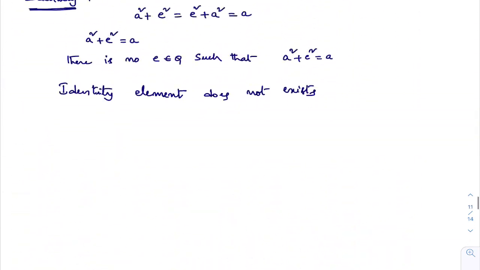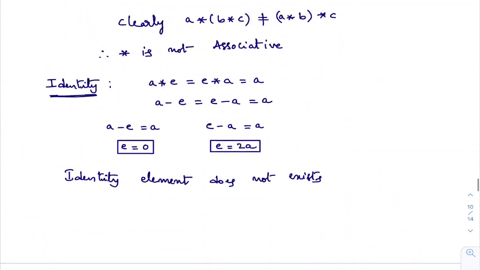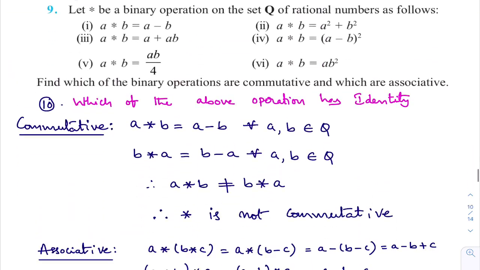I hope you understand this. Checking associativity and commutativity is easy only. You may feel a little difficulty while checking the identity element. Which of the following operations has identity? I did 4 bits in this. I want you to try the other 2 bits so that you will get more clarity. When you try the homework problems, then you will get more clarity about these operations.